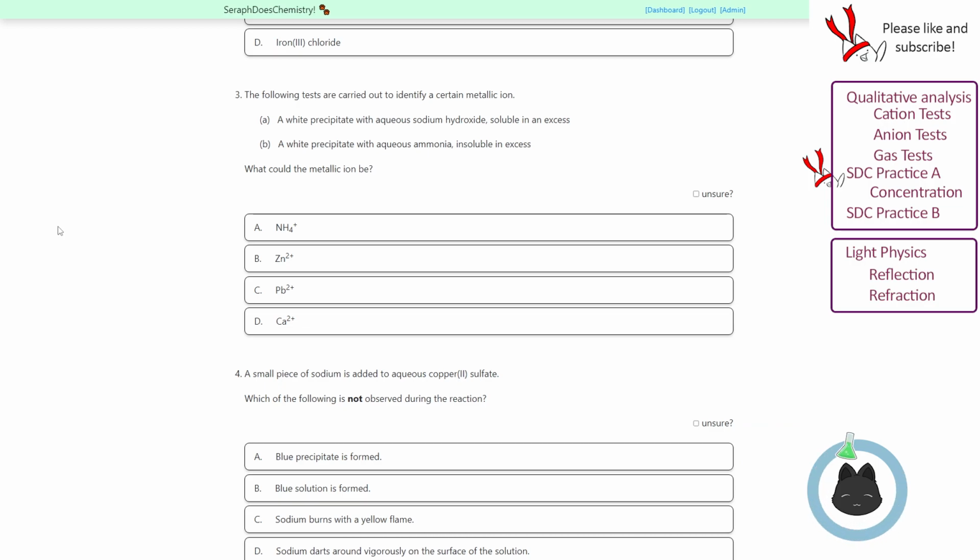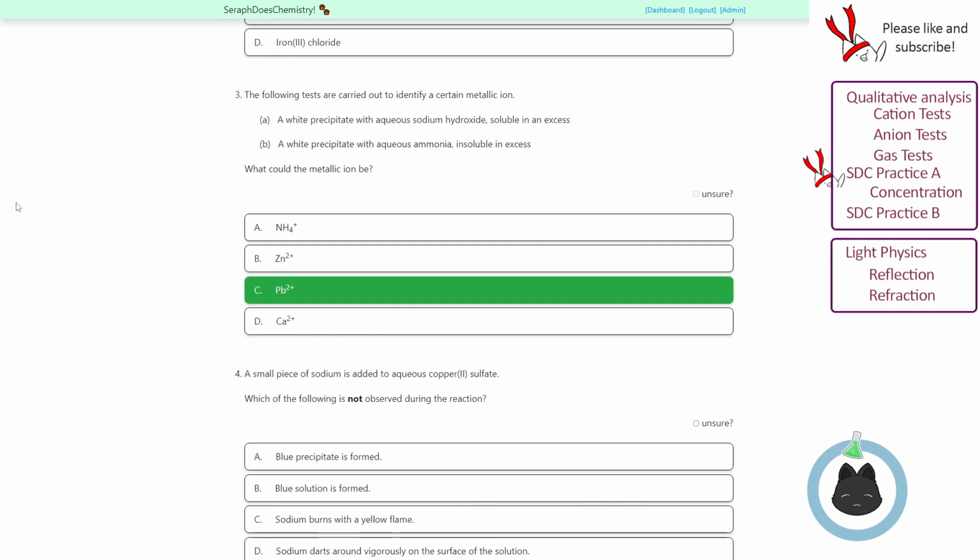Totally confusion. We can do it. Lead. Insoluble. True. Answer can either be aluminium or lead. So agree.